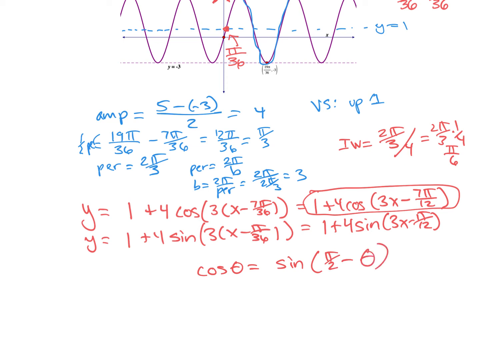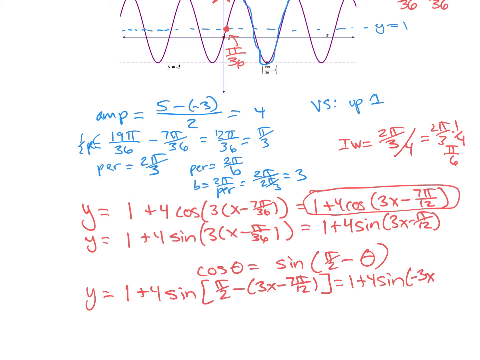So I could use that to, from this 1 plus 4 cosine 3x minus 7 pi over 2, get the sine function. I could say 1 plus 4 sine, and then do pi over 2 minus this angle that I was taking the cosine of. So this gets me 1 plus 4 sine. Distributing the negative and combining like terms, I get negative 3x plus 13 pi over 12.